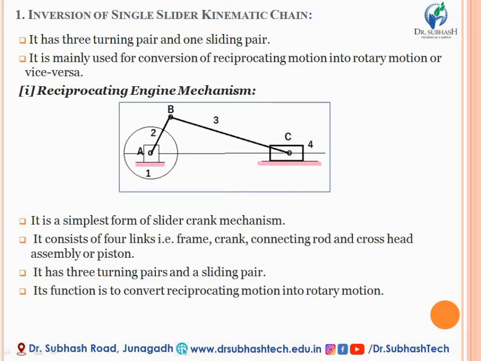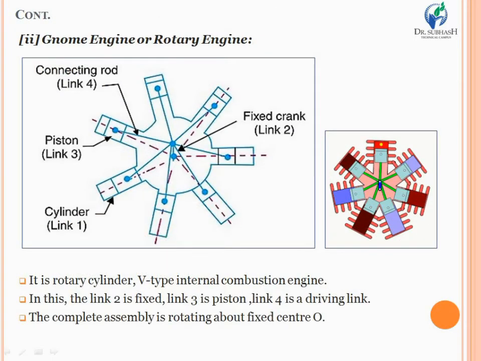The prime objective of this type of reciprocating engine mechanism is to convert the reciprocating motion into rotary motion, because ultimately we require to convert the reciprocating motion of the piston into rotary motion of the crankshaft, and that we need at the end as mechanical power. So by using this engine you can have the conversion of motion from reciprocating motion of the piston to rotary motion of the crank.